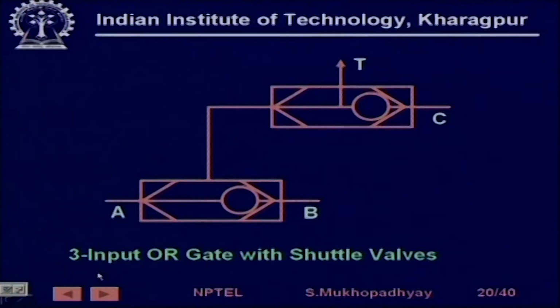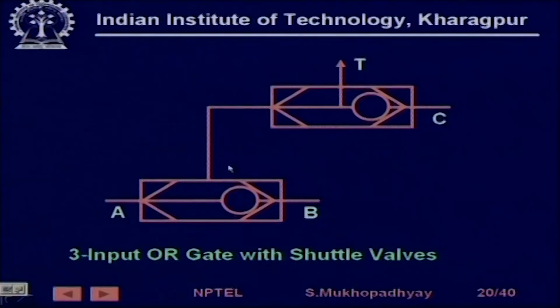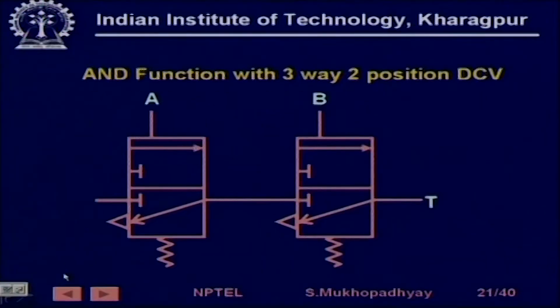This is just an example which shows that by cascading these shuttle valves, you can have a 3-input OR gate also. At this point you have pressure applied when it's A or B, and then that is applied to one port. So finally the pressure is applied to the system when you have A or B or C. So it's a 3-input OR. Similarly, these are realizations just to show how these pneumatic elements can be used to generate various Boolean conditions.